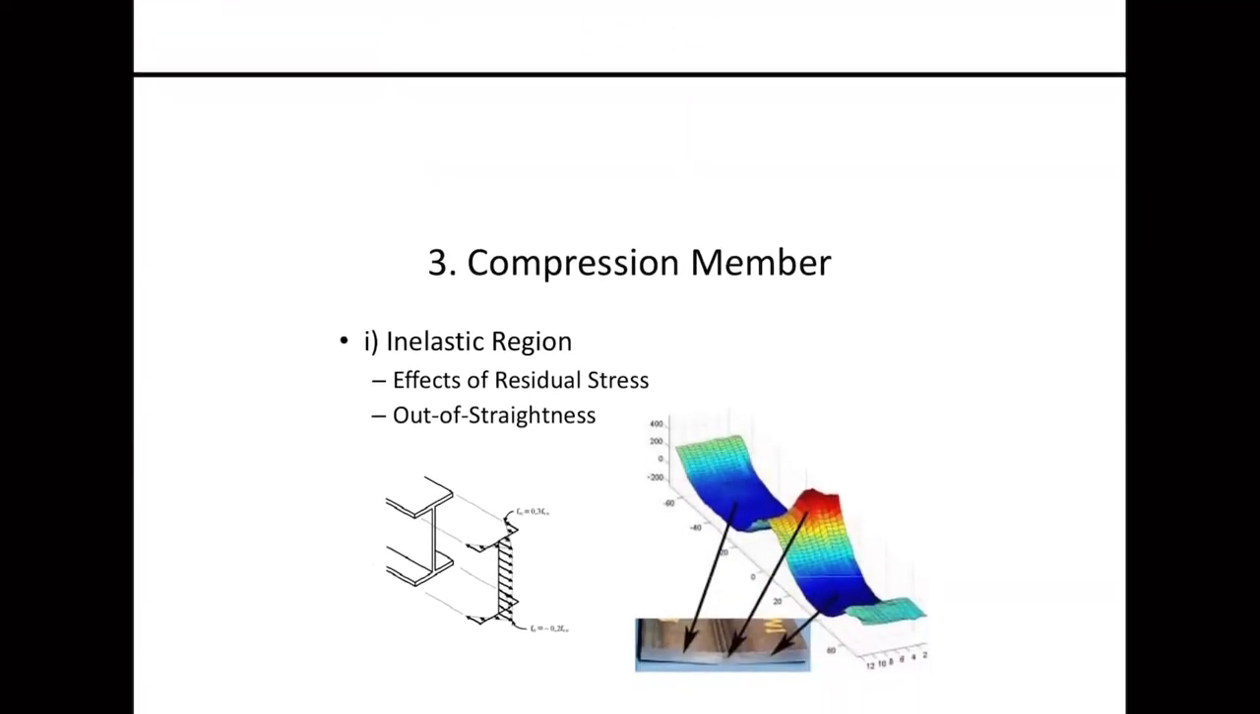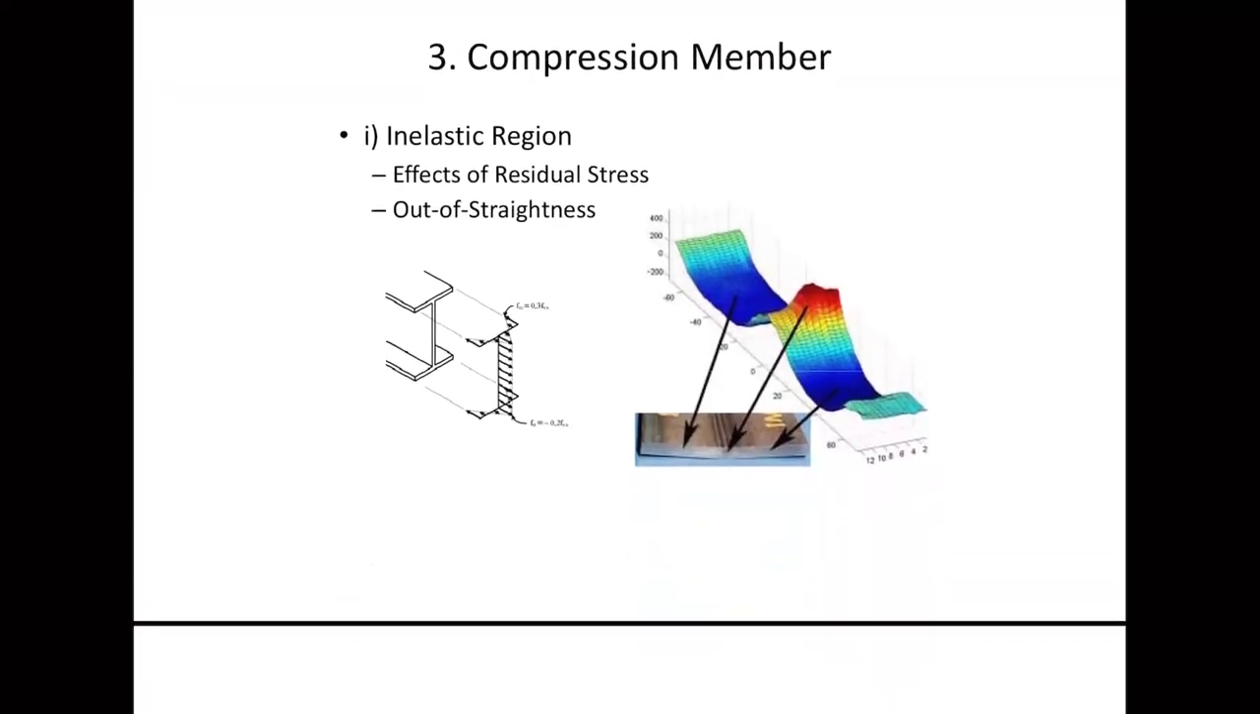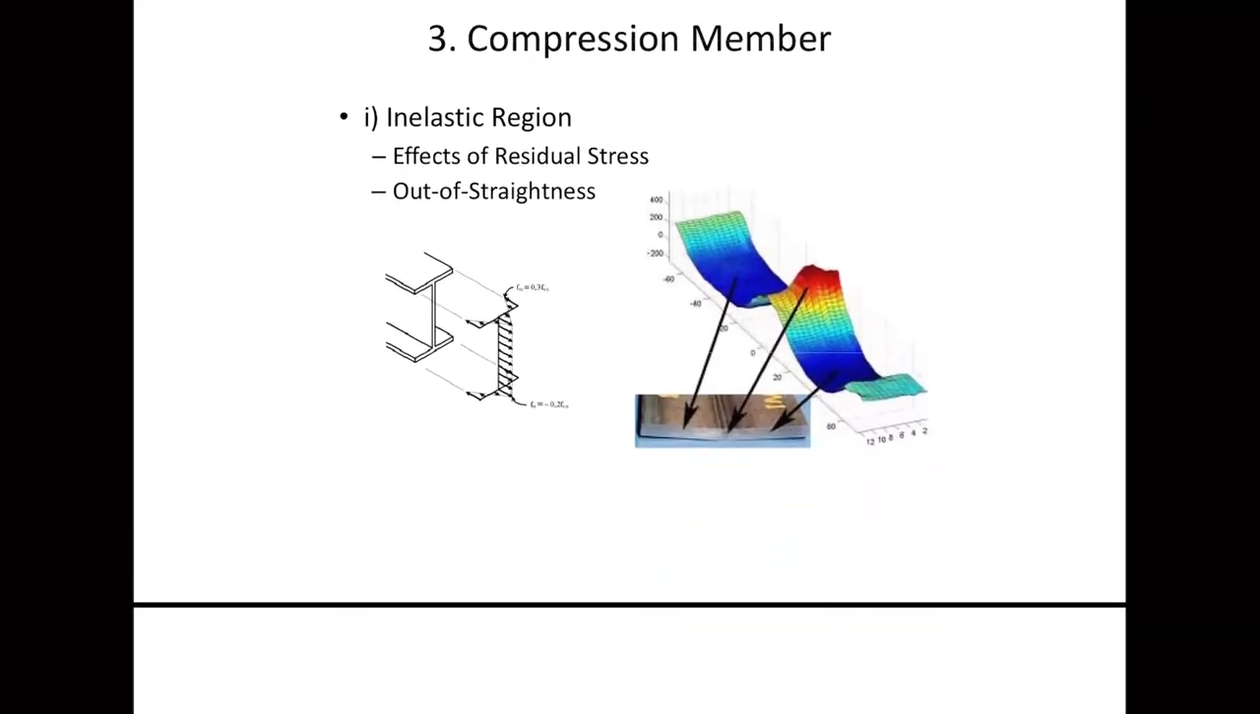Now, the effect of the residual stress comes from this, because predominantly the member that you are going to use is called hot roll. Hot roll means that they use heat to roll the steel into the shape. And once it is hot, you have to leave it to cool down. When the cool down process takes place, the tip of the flange here will cool first.